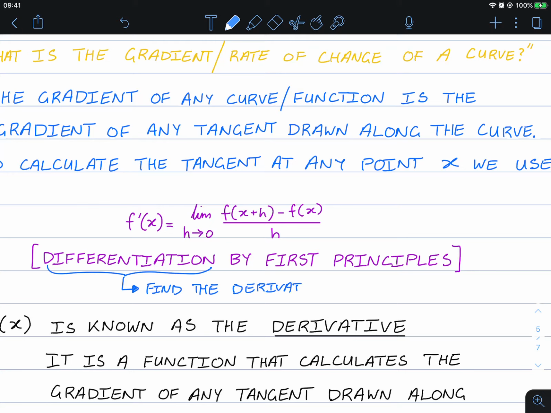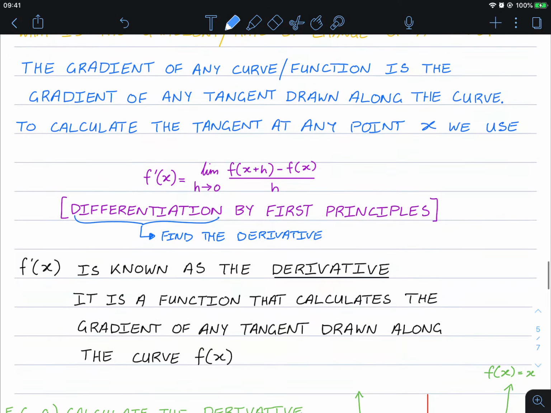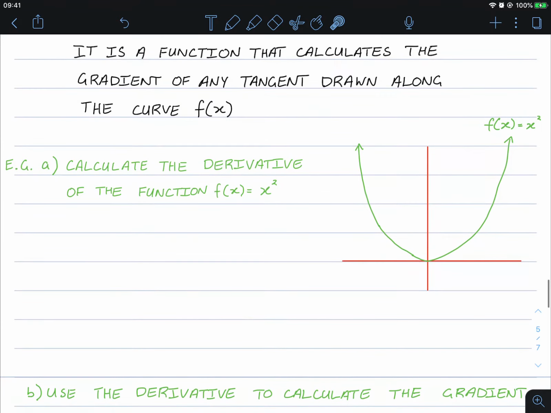Now, this raises a few more questions. What is the derivative? So, this symbol here, f prime of x, is known as the derivative. It is a function that calculates the gradient of any tangent along the curve f of x. To really drive this home, let's do one example here.